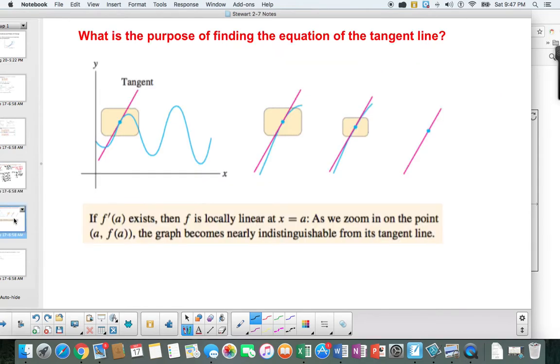All right, so what is the purpose of finding the equation of a tangent line? The purpose is that this tangent line is going to really tell us what's going on locally. If you zoom in, you can see that the tangent line and the curve pretty much model each other. As long as we're close to that point of tangency, that tangent line models what's happening in the graph.